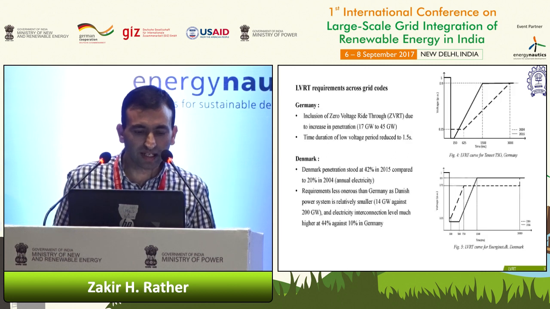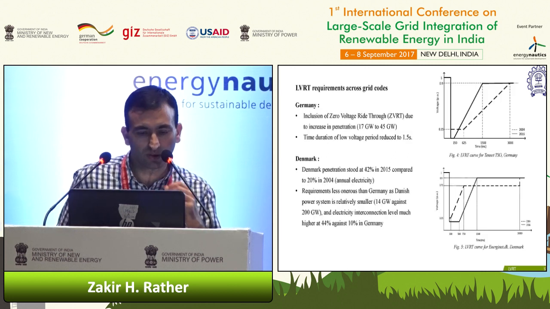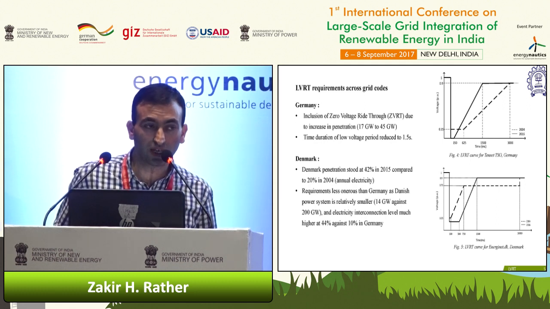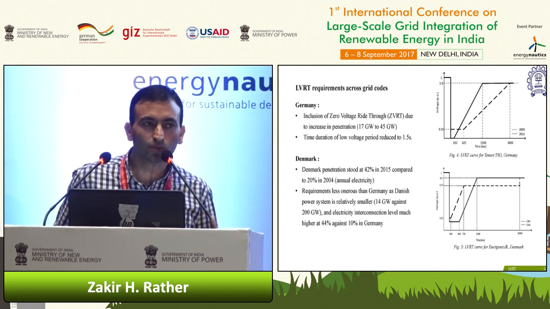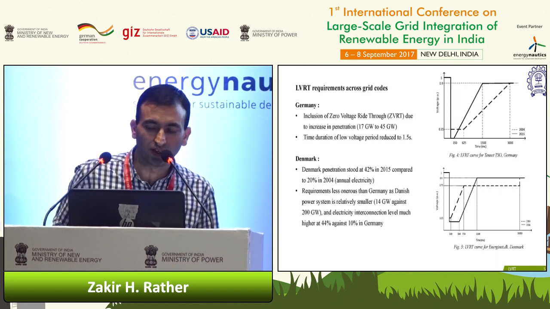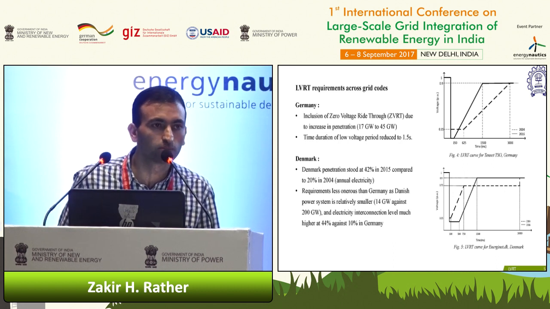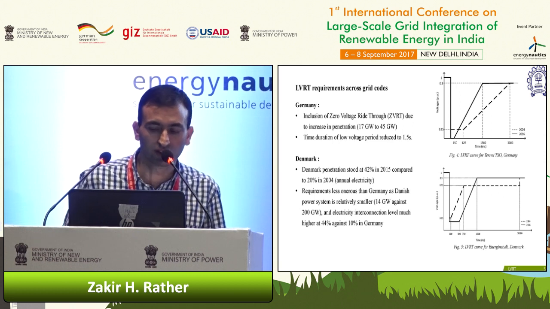Now a bit about how the LVRT has evolved over the years in Germany and Denmark. If you see 2004, this dashed line in the German TSO, initially it was a 15% dip. Below 15% of voltage dip, the turbine was allowed to disconnect from the grid. Now if you see, it is zero voltage right through, because now the penetration level is significant. So the system operator cannot afford to have a significant portion of wind going out of the system if there is a severe fault in the system.